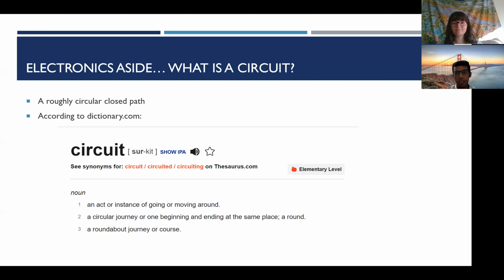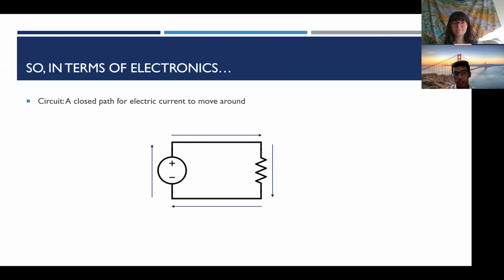So how does this definition apply to a circuit, or an electronic circuit rather? In electronics, the term circuit refers to a closed path for electric current to flow around. So over here, we see there's a closed path, and these arrows represent the path along which electric current flows. We'll talk a little bit more about electric current in a few slides, but for now, these arrows are representing the direction in which current is flowing. So that is the very fundamental definition of what a circuit is.